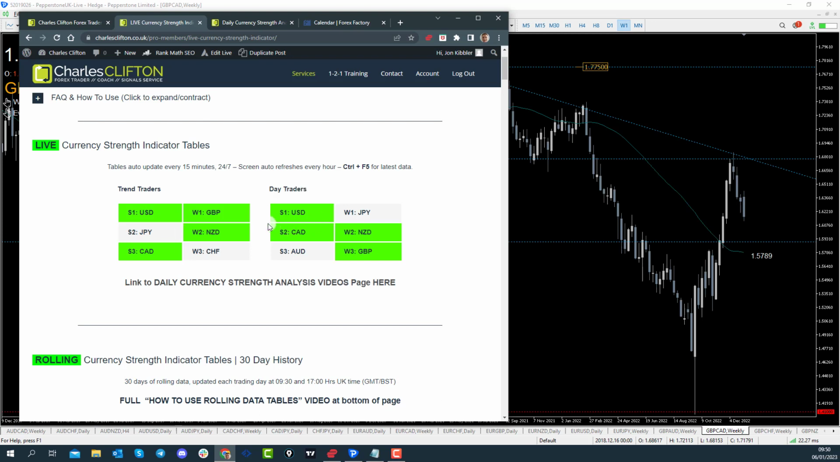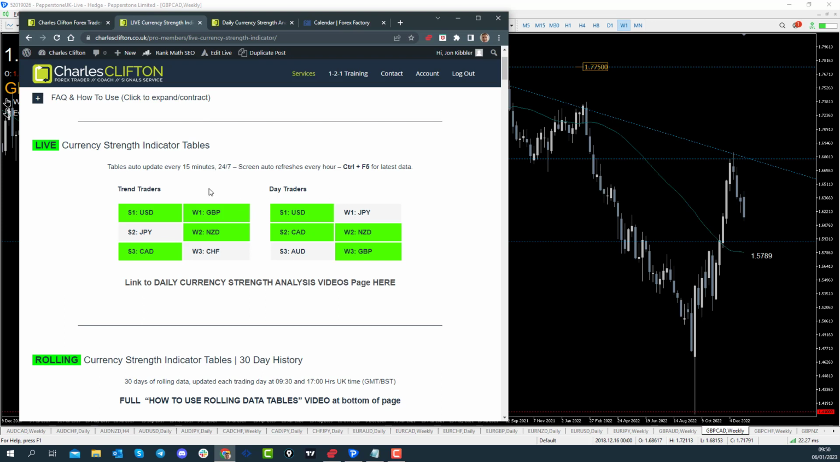Some of the currencies here are highlighted in green. That shows there is a confluence between the two trading time frames, and that's where I'll be focusing the most of my attention when I go through these videos. Remember, the tables auto update every 15 minutes, 24/7, so our members can log in at any time, day or night, from anywhere in the world and see exactly which way the markets are moving in real time.